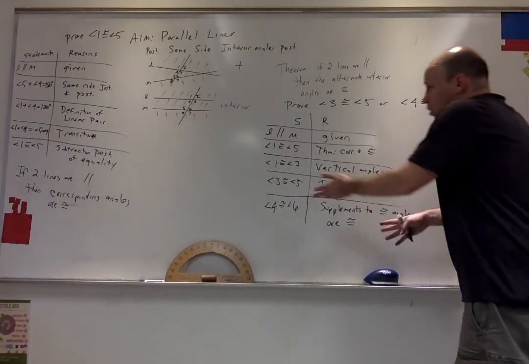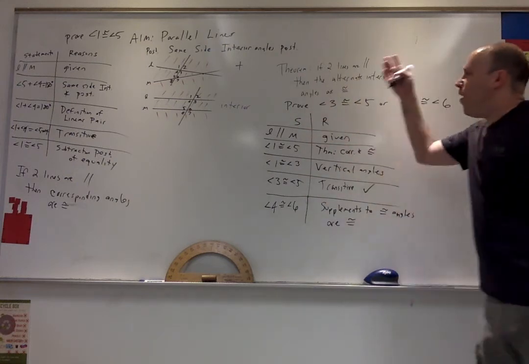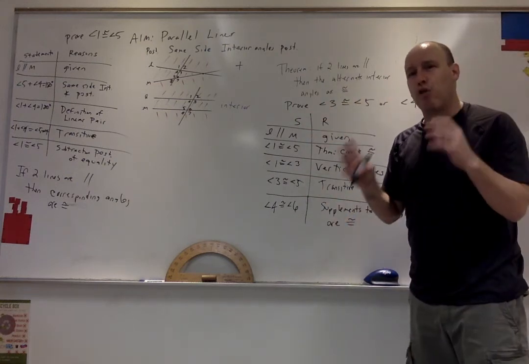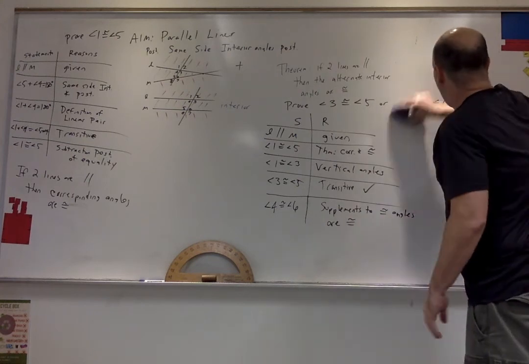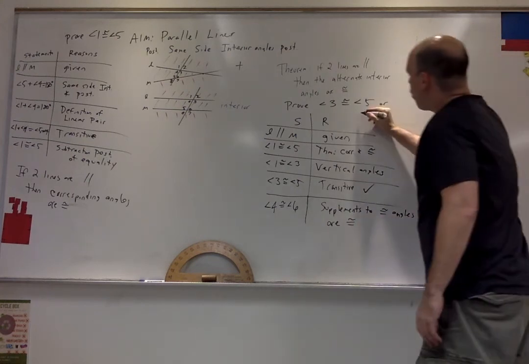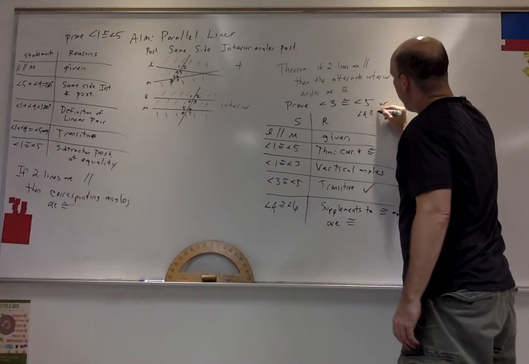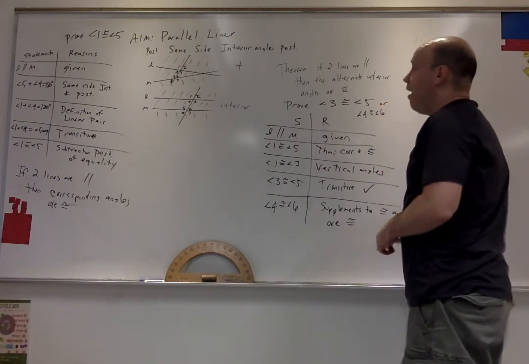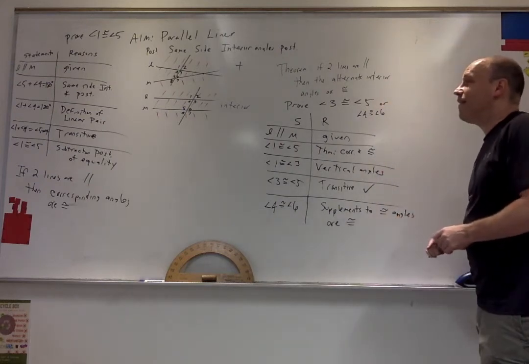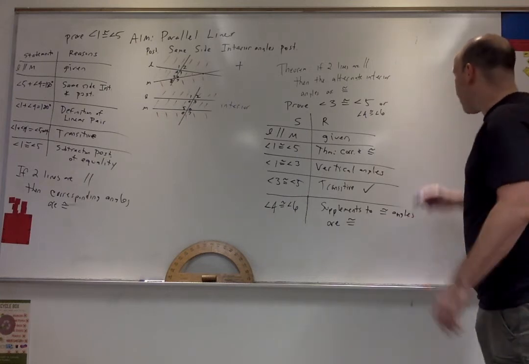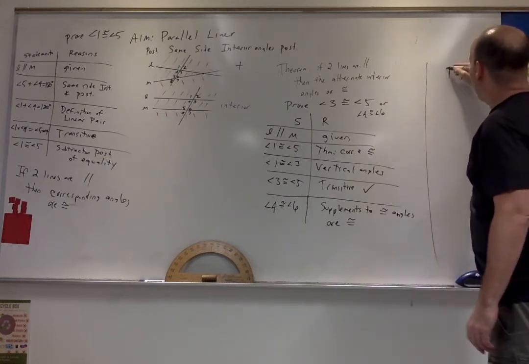And so we've just proved alternate interior angles are congruent, or angle 4 is congruent to angle 6. You want to do the exteriors? What about the exteriors? Theorem.